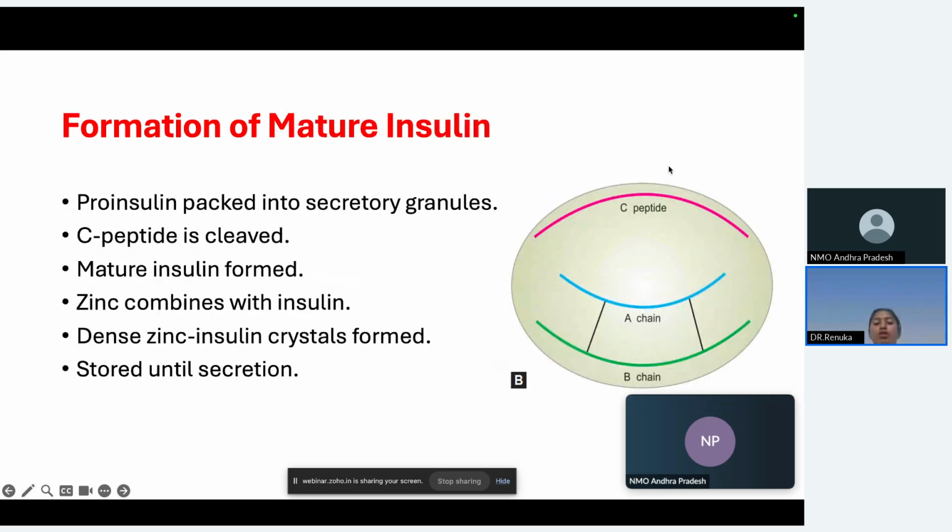And mature insulin. What happens? The C peptide is cleaved. Once the C peptide is cleaved, this becomes mature. This is the mature insulin. Zinc combines with the insulin. Dense zinc and insulin crystals are formed until the secretion. Insulin is stored in the beta cells of islets of Langerhans until the secretion. When is it secreted? Whenever we take food, whenever the glucose is increased, then insulin is produced.